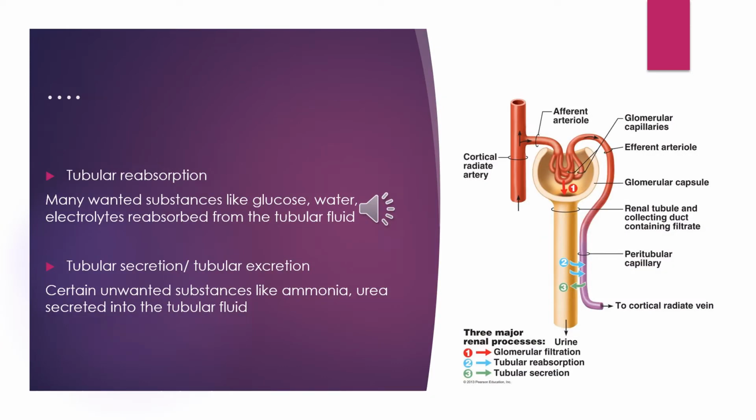While the filtrate passes down the tubular portion of the nephron, many substances like glucose, water, electrolytes, etc. will be reabsorbed from the tubular fluid back into the circulation through peritubular capillaries. And this process is called tubular reabsorption. Likewise, certain substances like ammonia, urea, para-aminohippuric acid, etc. will be secreted into the tubular fluid, and this process is called tubular secretion.